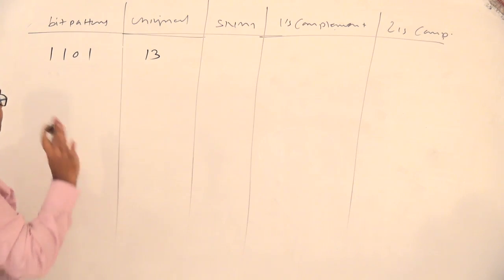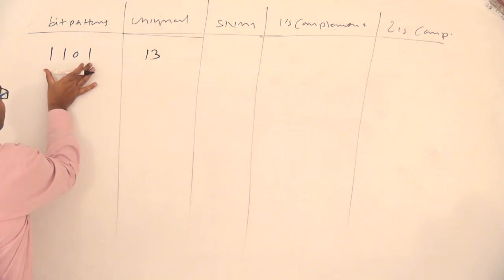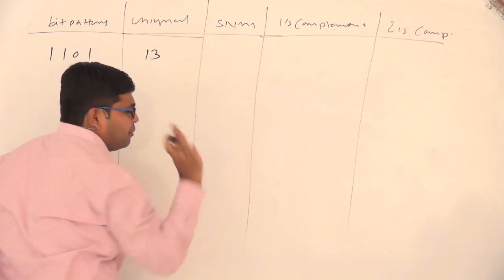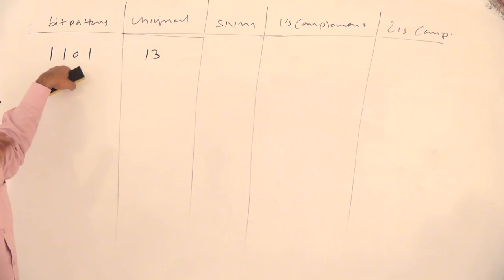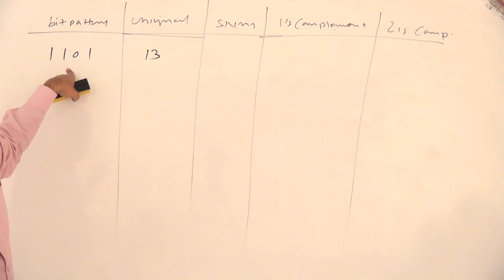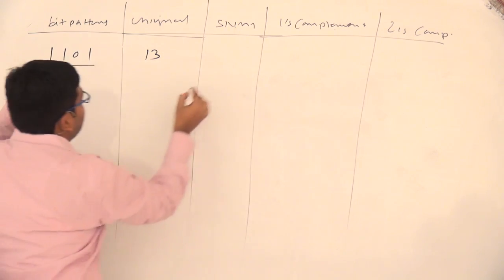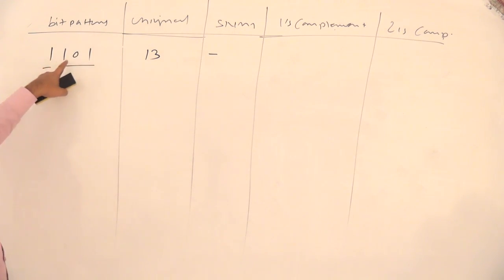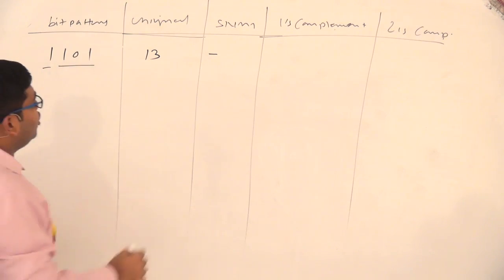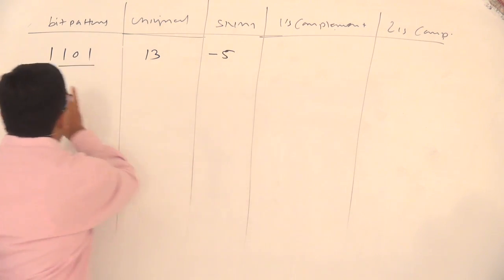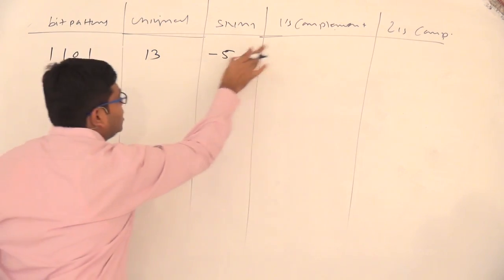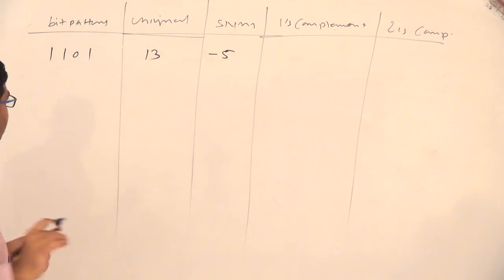Fine. Now if you want to convert the same bit pattern in sign and magnitude, if you treat this bit pattern as a sign and magnitude representation, then the sign is minus because of this 1, and the magnitude is 1 0 1, which means 5. So 1 1 0 1 in sign and magnitude means minus 5. That is quite simple.